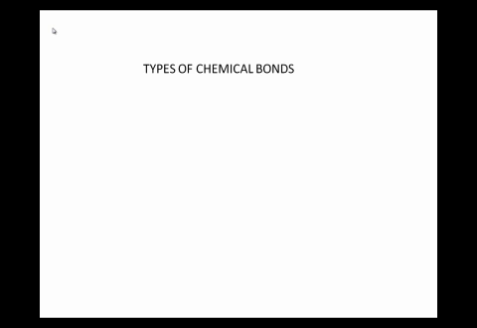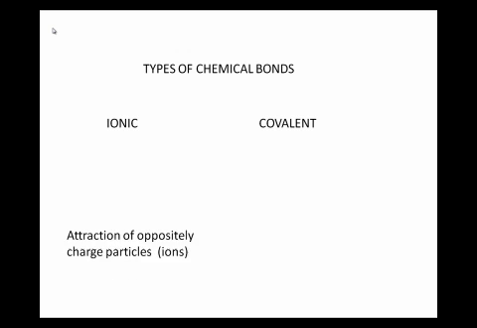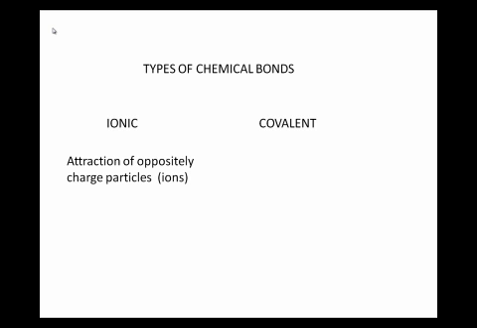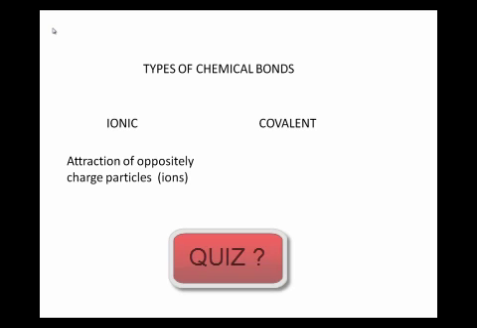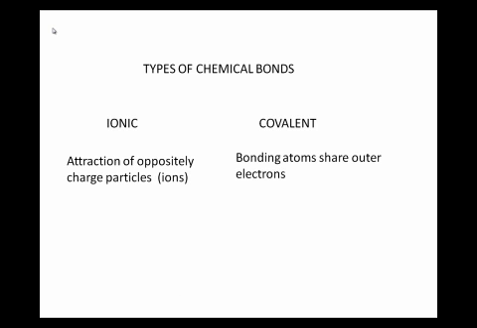We're going to begin looking at two types of chemical bonds, ionic bonds and covalent bonds. This segment we will just look at the ionic bond. An ionic bond is an attraction of oppositely charged particles. These charged particles are called ions. And then in the next segment we will look at covalent bonds. A covalent bond is where the bonding atoms will share valence electrons.